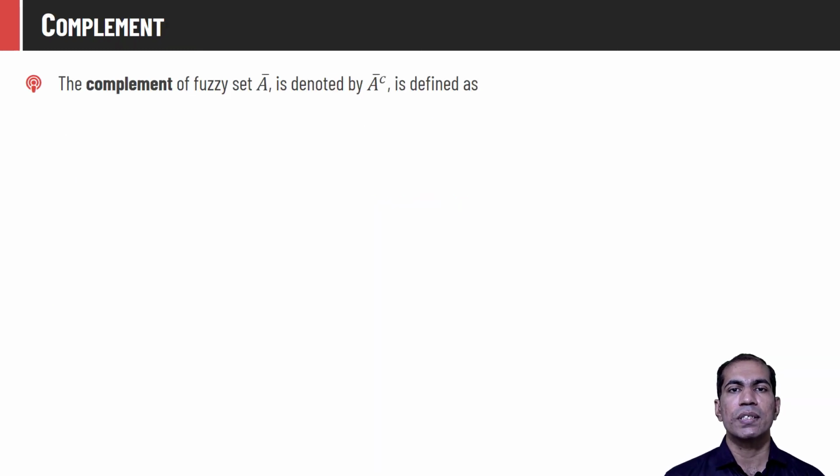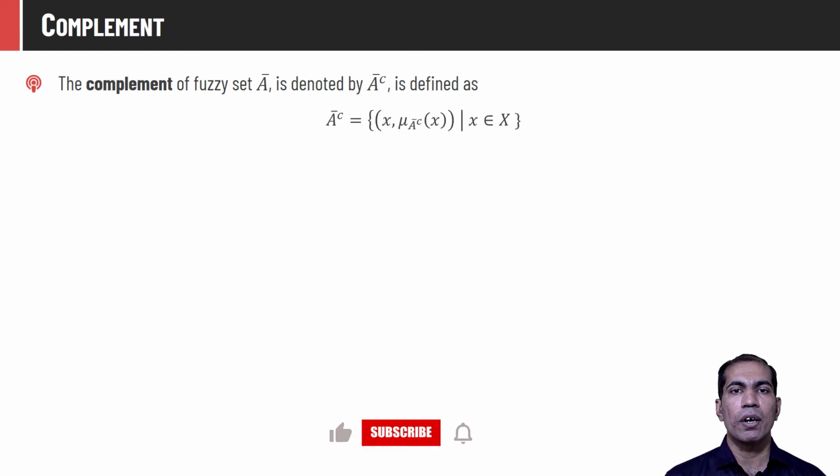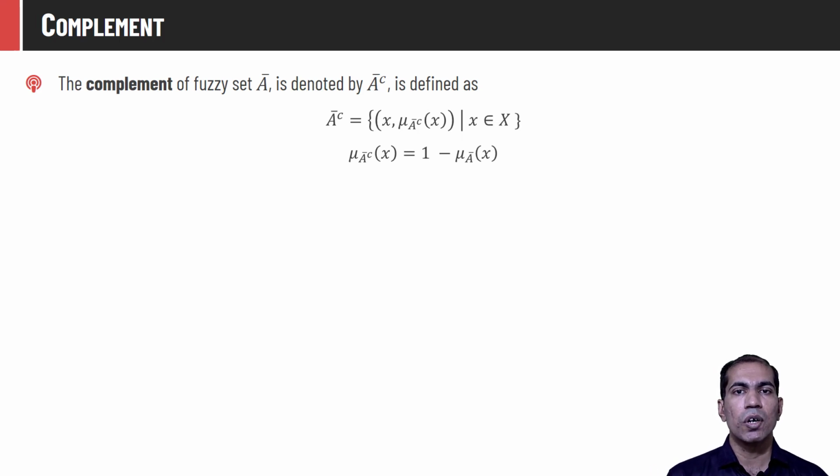The complement of fuzzy set A bar is denoted as A bar complement, and is given as A bar complement is equal to x comma mu A bar complement of x, where mu A bar complement of x represents the complemented membership value of element x in fuzzy set A bar. The complemented membership value of x we can compute by subtracting the membership value of x from 1, that is mu A bar complement of x is equal to 1 minus mu A bar of x.